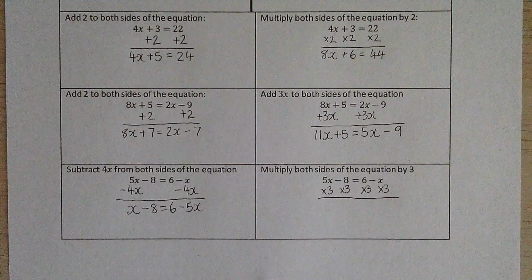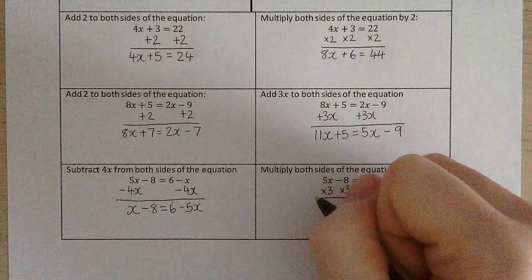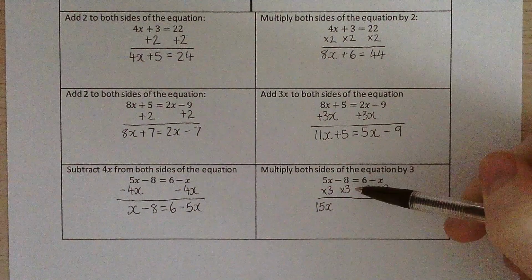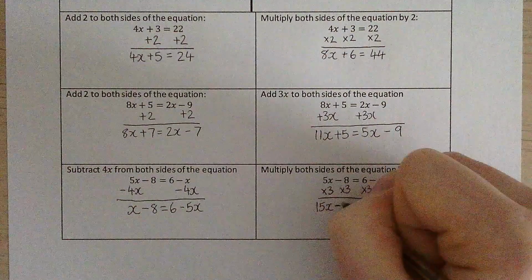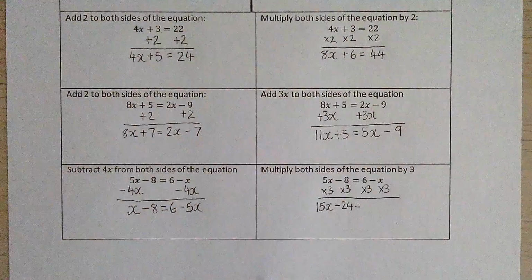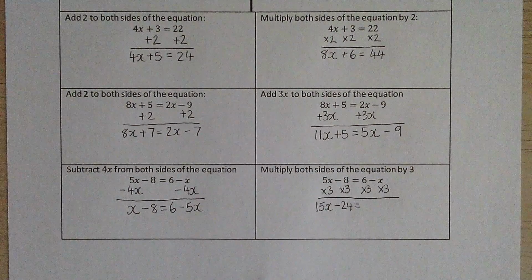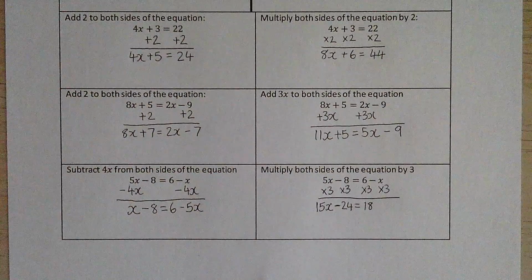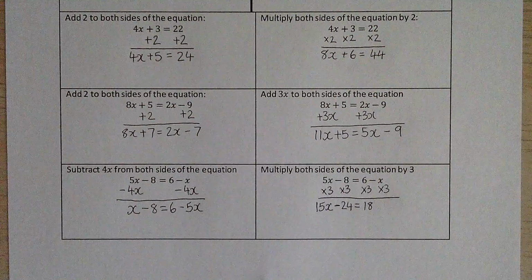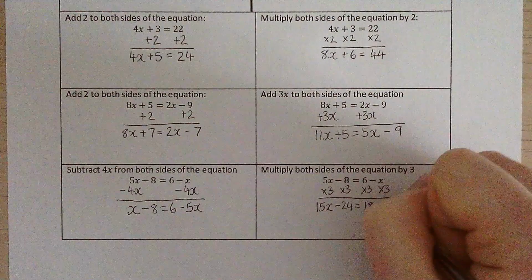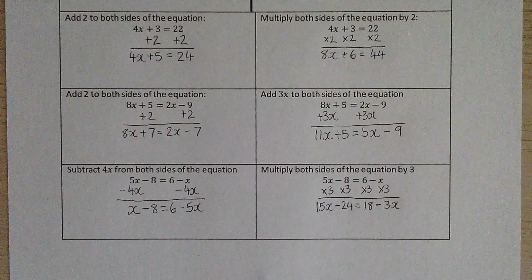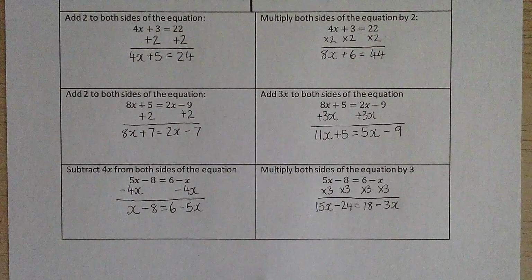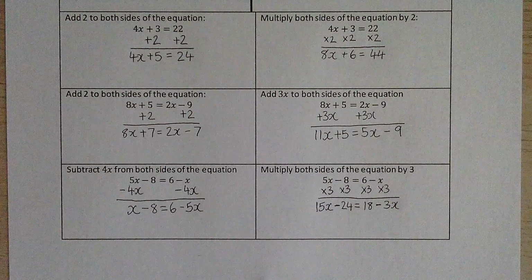Multiplying those together, 5x times 3 is 15x, minus 8 times 3 is minus 24. The equal sign will drop down. 6 times 3 is 18. And minus x times 3 is minus 3x. So the final answer for this question is 15x minus 24 equals 18 minus 3x.